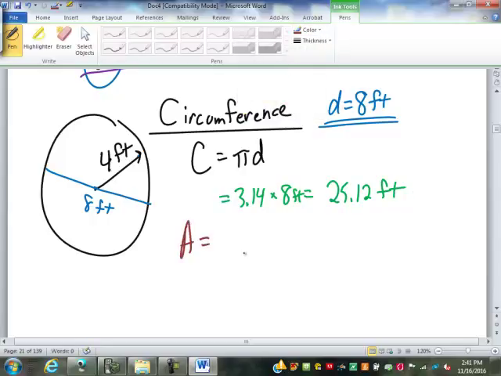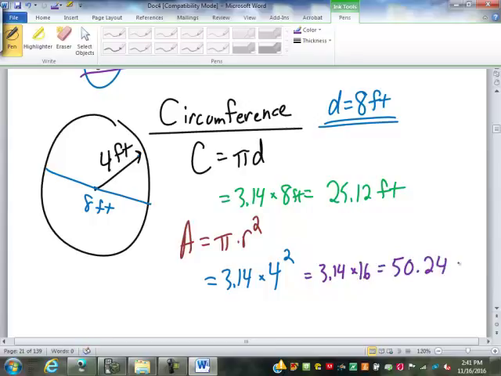The area of a circle, if you recall, is pi times the radius squared. So for this circle, that is pi, or 3.14, times, we're going to use 4 now instead of 8, squared. So that ends up being 3.14 times 4 squared is 16. So that is 50.24. And that is square feet because 4 was in feet. So 4 squared, the feet would be squared as well.